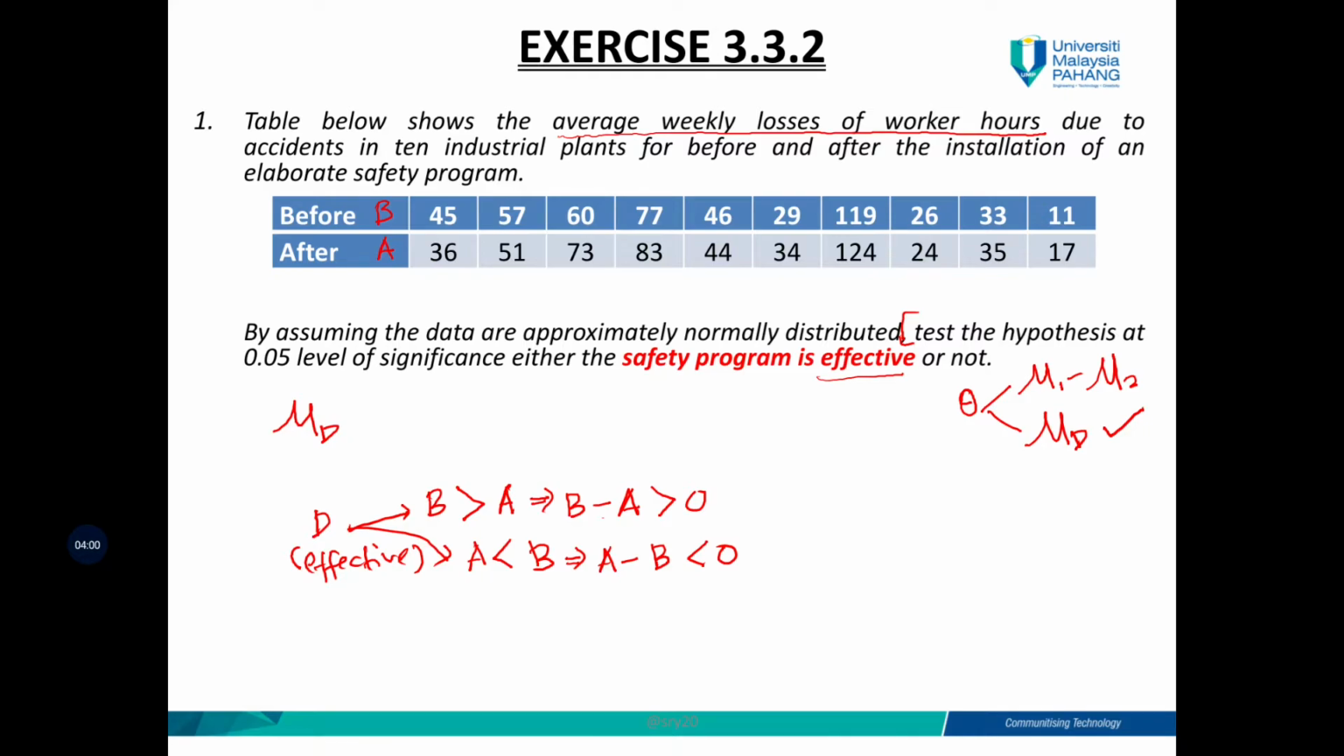So we can choose either version of d. Let's say we choose this version, so mu d is less than 0. This is the claim that we want to test. The claim here is that the safety program is effective. So d is defined as a minus b.